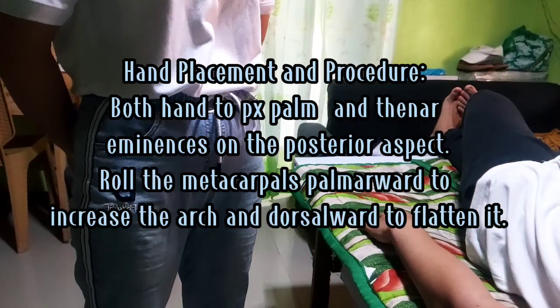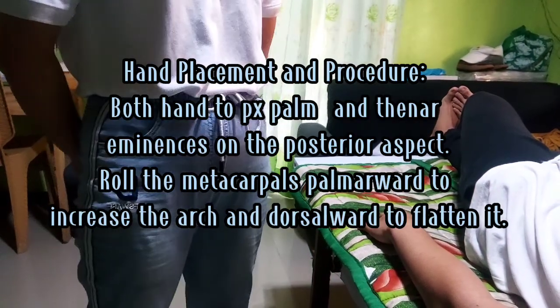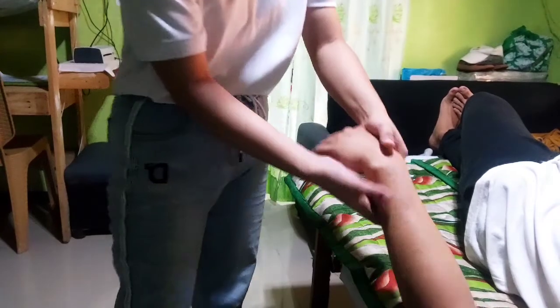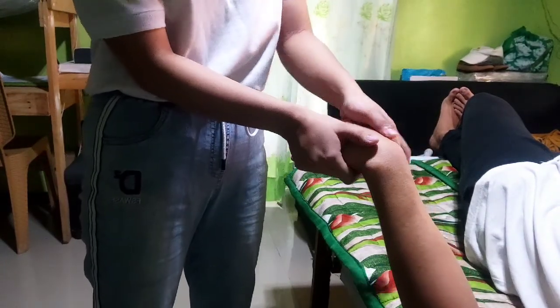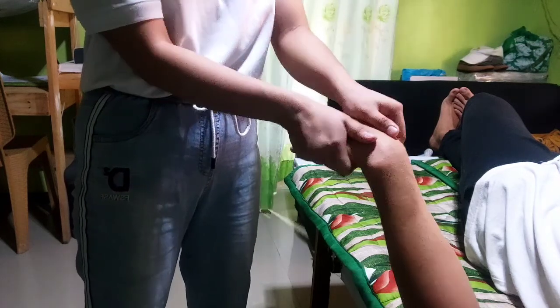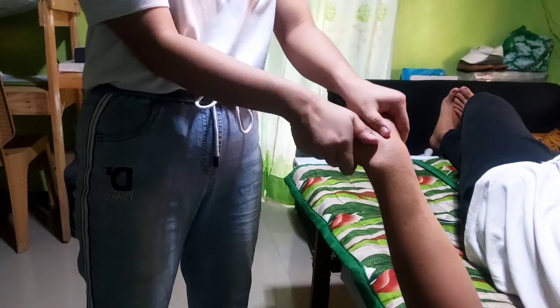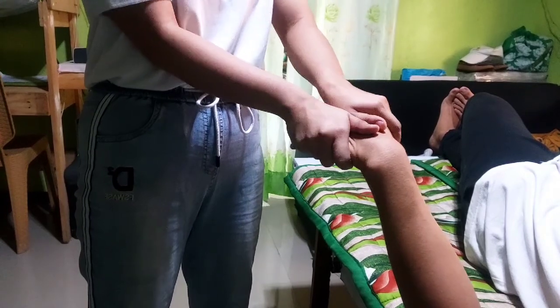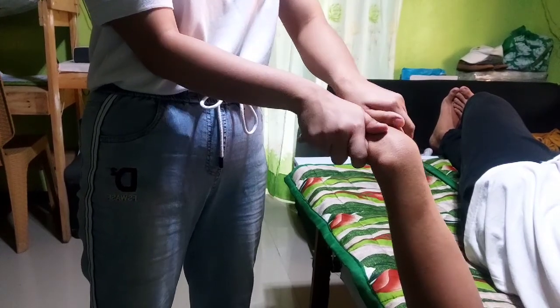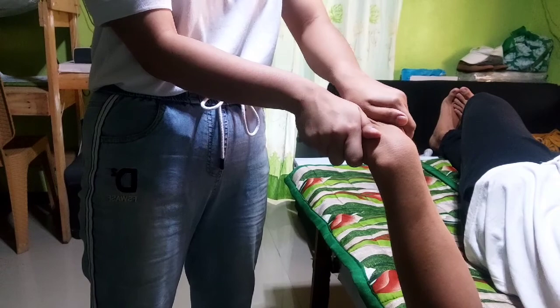Hand: cupping and flattening the arc of the hand at the carpometacarpal and intermetacarpal joints. The patient position is supine. Hand placement and procedure. Place both hands on the patient's palm and thenar eminence on the posterior aspect. Roll the metacarpals palmarward to increase the arc and dorsalward to flatten it.